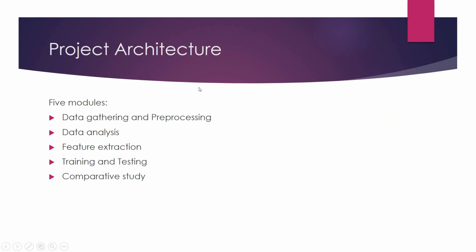Coming to the project architecture, basically the project is about developing spam filtering algorithms based on different machine learning classifiers by training the models on huge email data. A comparative analysis of the performance of these different classifiers is also made at the end. There are 5 modules in this project: data gathering and pre-processing, data analysis, feature extraction, training and testing, and comparative study.